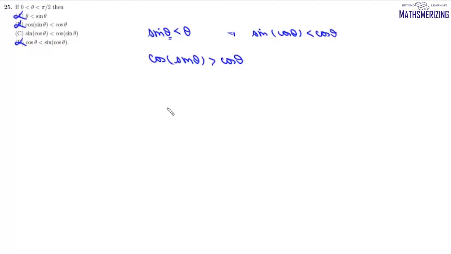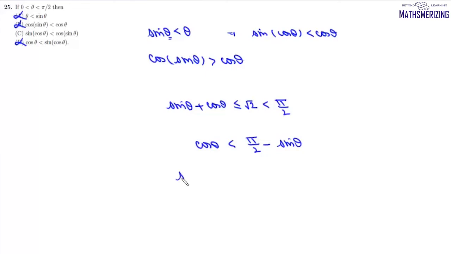Now if we look at sine theta plus cos theta, we know that sine theta plus cos theta is always less than or equal to root 2, and it will be less than pi by 2. So from here we can write cos theta will be less than pi by 2 minus sine theta.